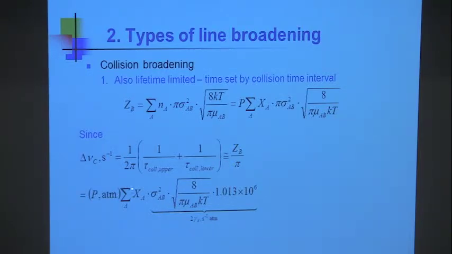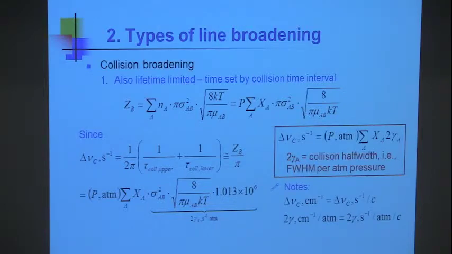So there we are. If you tell me the pressure, the cross-sectional area of the AB collisions, the temperature, and sum over the mole fractions of A, I can give you the half width of the collision lifetime. This is the way it's usually written.